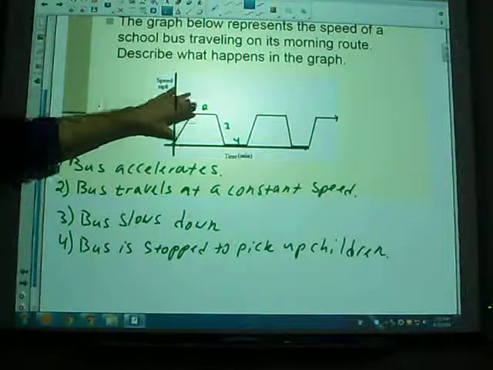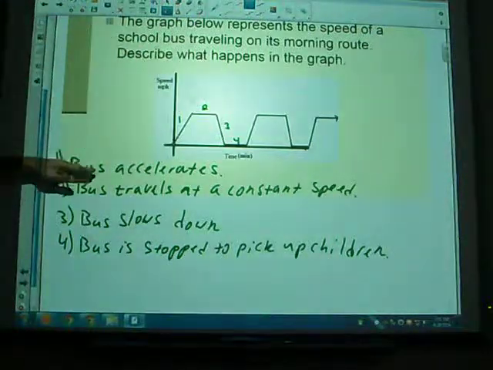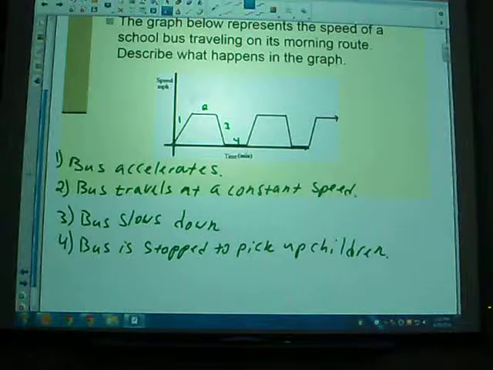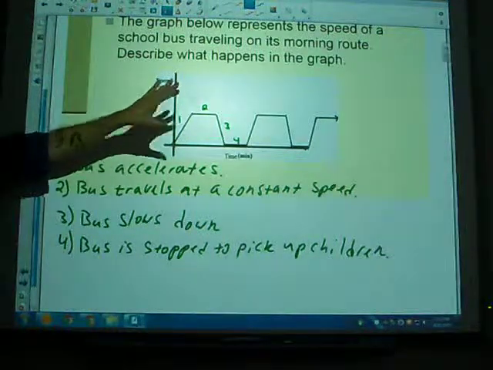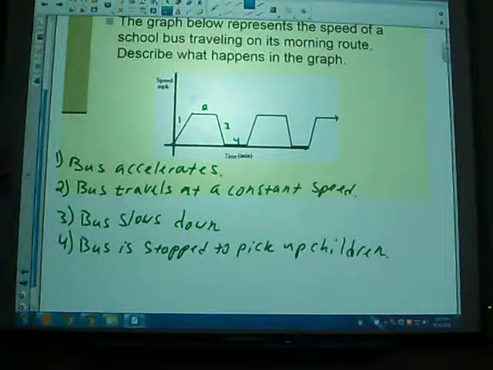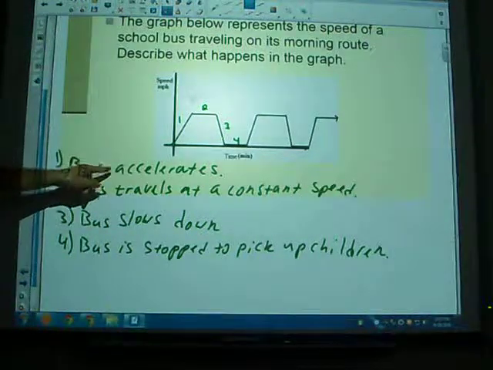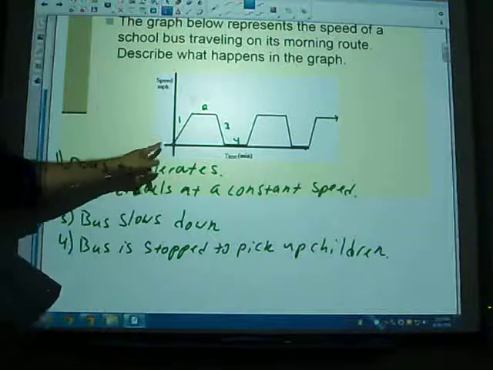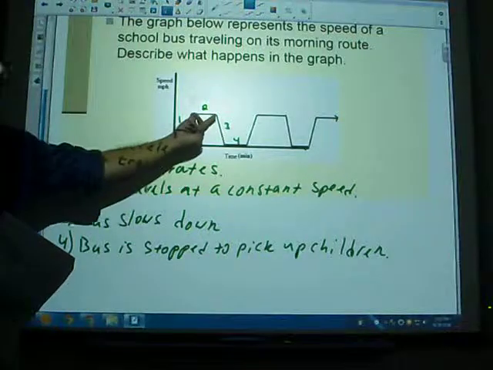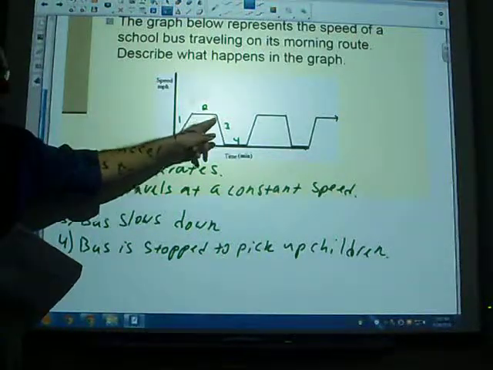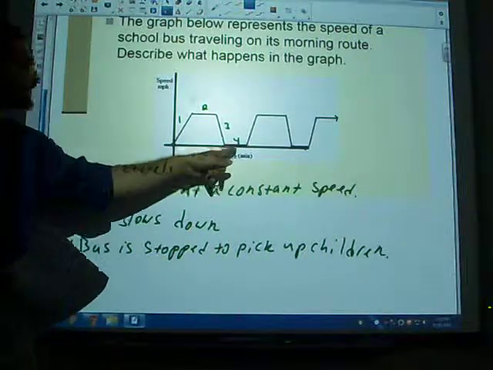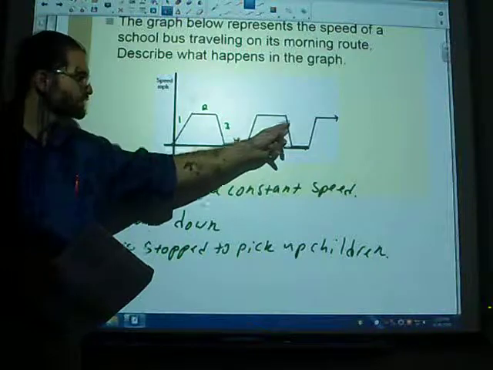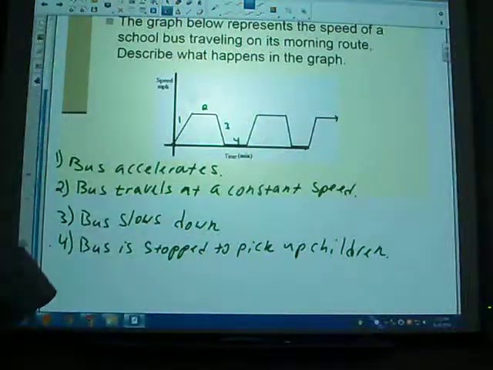So, there are four parts of the graph, and every part is described. On the test, I can either give it to you in this way, or you have to write it as a paragraph, but basically you have to mention all the points. The bus speeds up, then it just travels at constant speed, then it has to slow down, stopped for some time to pick up children, speeds up again, travels, slows down, picks up more children, and so on.